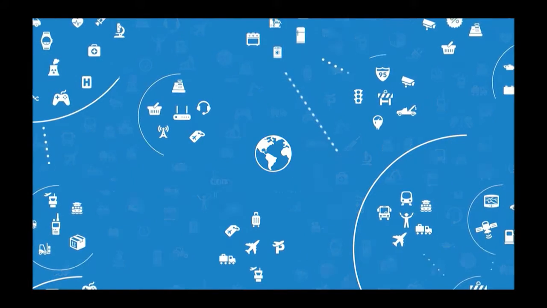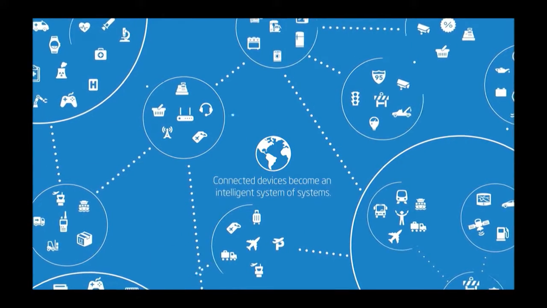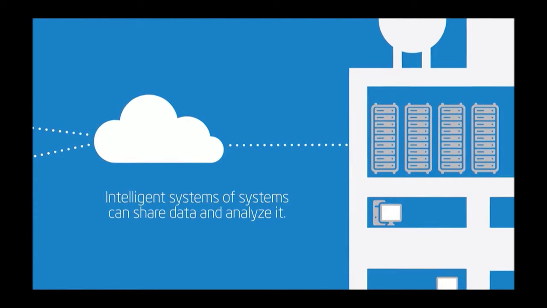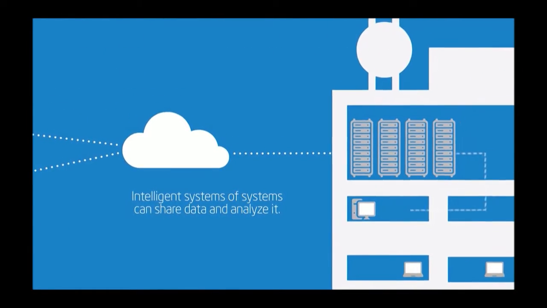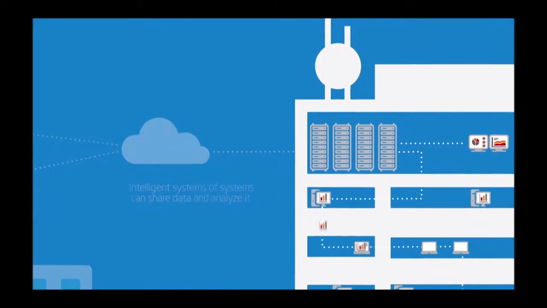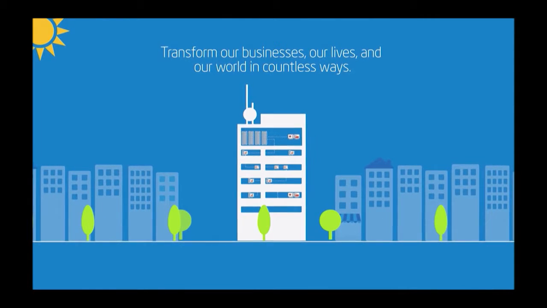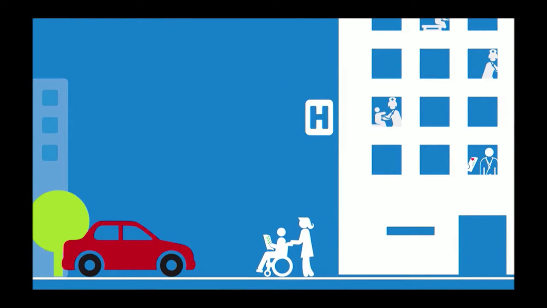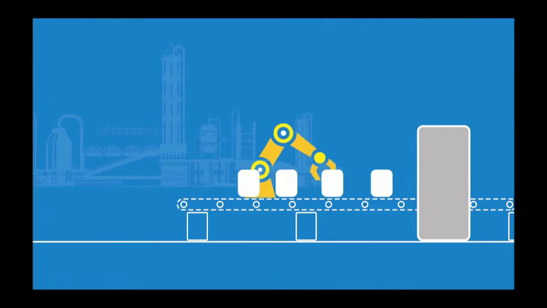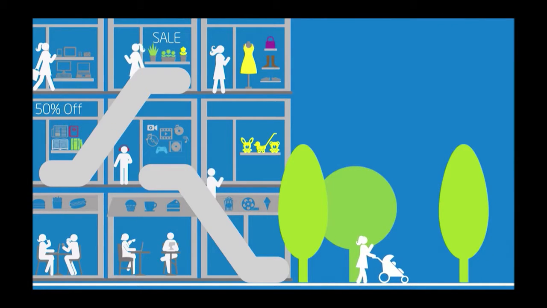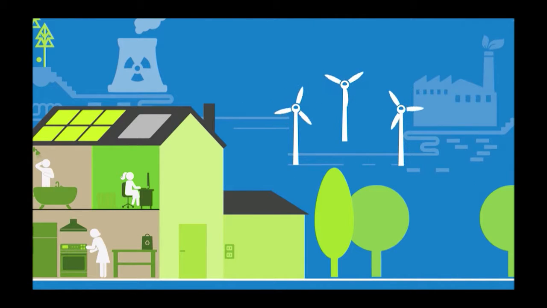As related devices connect with each other, they can become an intelligent system of systems. And when these intelligent devices and systems of systems share data over the cloud and analyze it, they can transform our businesses, our lives, and our world in countless ways. Whether it's improving medical outcomes, creating better products faster with lower development costs, making shopping more enjoyable, or optimizing energy generation and consumption. Here's an example of the big picture.